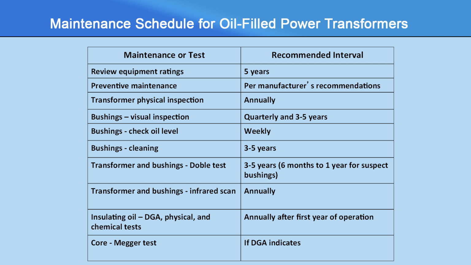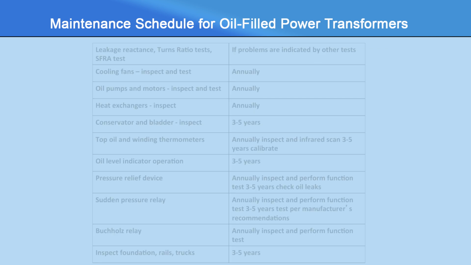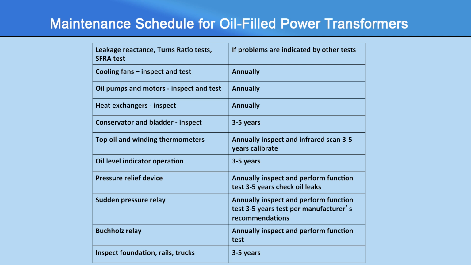Next is the transformer and bushings double test, which is performed between 3 to 5 years. Next is the infrared scan, which is performed annually. Next is the insulating oil DGA and physical chemical test, which is performed annually after the first year of operation. And last is the core megger test if DGA indicates. Now the other tests which are also performed are the leakage reactance or turns ratio test or SFRA test. This is performed if problems are indicated by other tests.